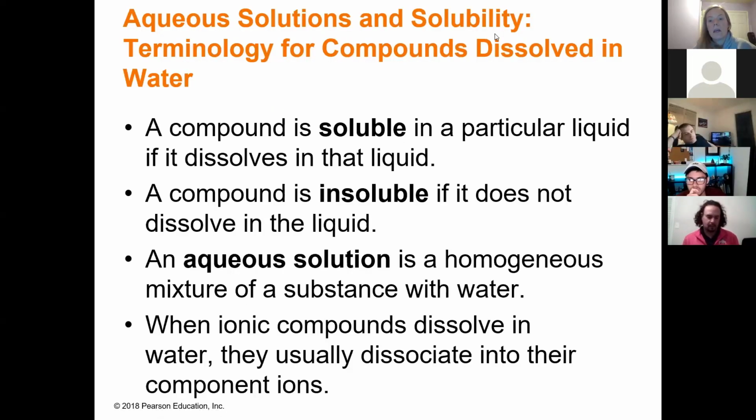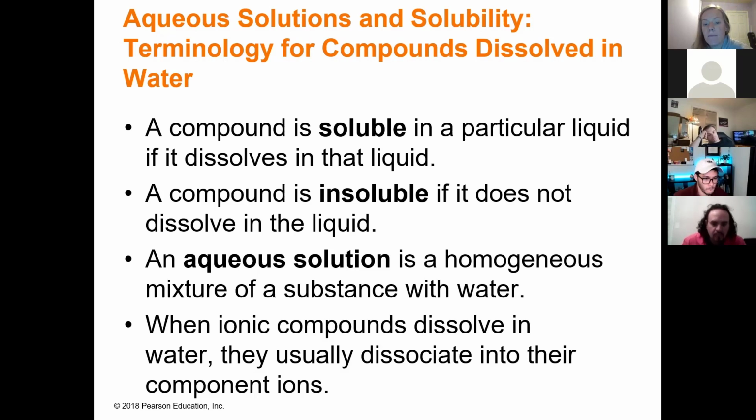Okay, so aqueous solutions and this concept of solubility. When a solution is, quote unquote, aqueous, AQ, it means that the compound is soluble in water. What does soluble mean? Soluble means that a particular liquid or material, which could be a liquid or a solid, dissolves in a liquid. A compound is insoluble if it doesn't dissolve in the specific liquid. An aqueous solution, again, is a homogeneous mixture with water.